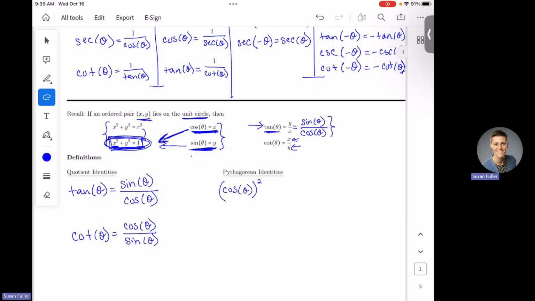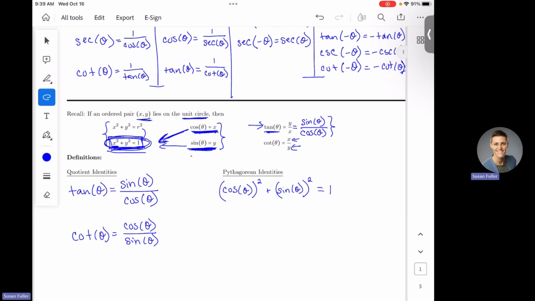So if I have cosine theta squared, and I add to that y squared, but y is sine theta, so I'm going to put sine of theta in there for y. Now I have x squared plus y squared, which turns into cosine of theta squared plus sine of theta squared. And because I'm on the unit circle, this has to equal 1.